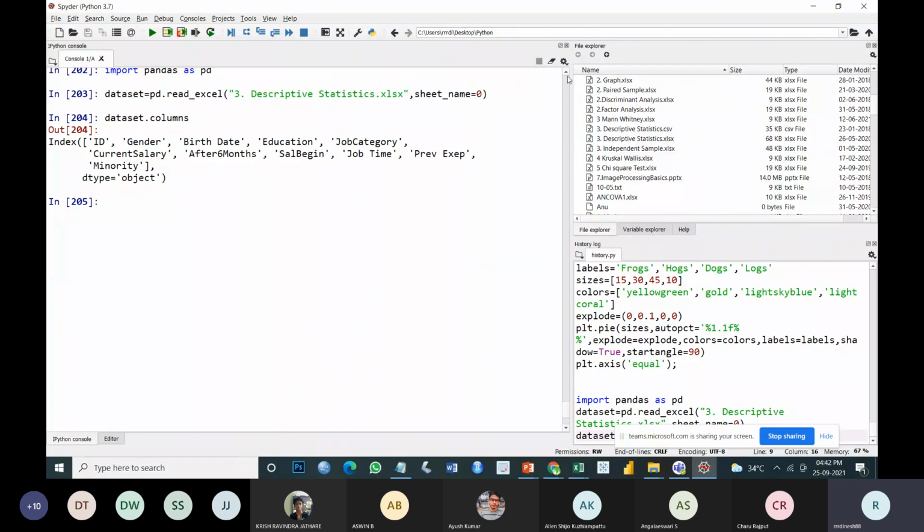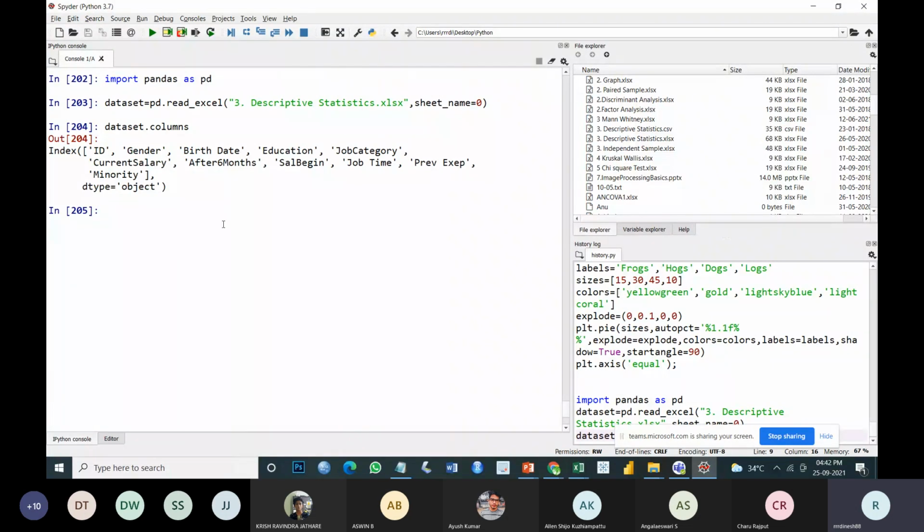So import pandas as pd. Then dataset equal to pd.read_excel of file name, comma sheet_name equal to 0, that is the first sheet. Then we can print the columns. So these are all the different columns.